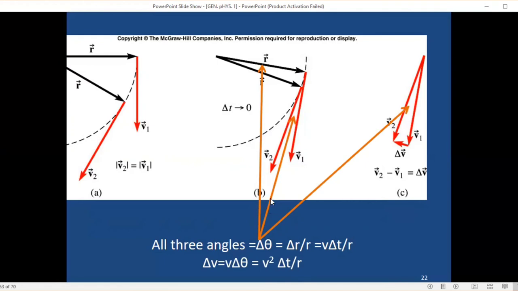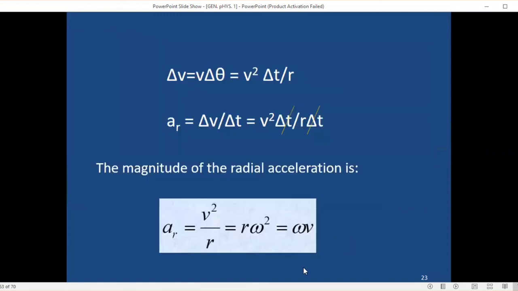Delta theta is equal to delta r over r, which is also equal to v times the change of t over r, which, all in all, is equal to the square of velocity times the change of time over r. That is your delta v, yung change of velocity in a circular path pertaining to centripetal acceleration. The velocity change is v squared times the change of time over r. Okay, the magnitude of a radial acceleration is v squared over r, or equal also to r times its angular velocity squared, or angular velocity times its velocity.